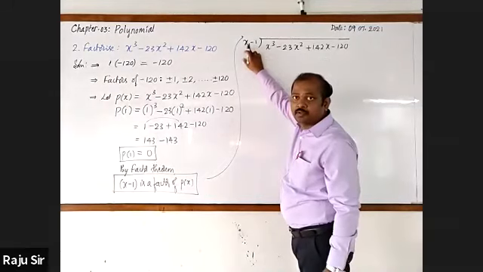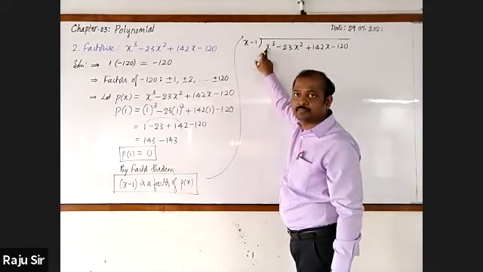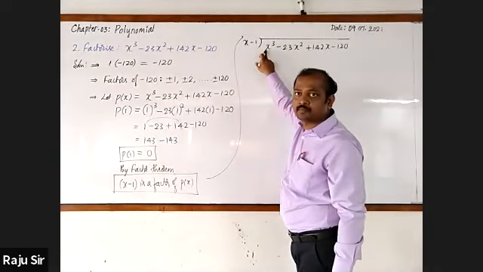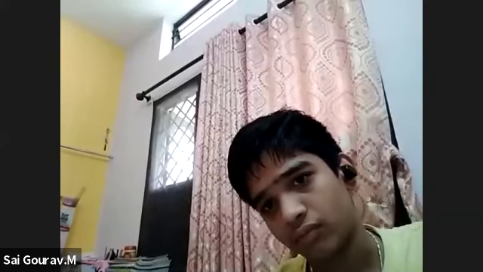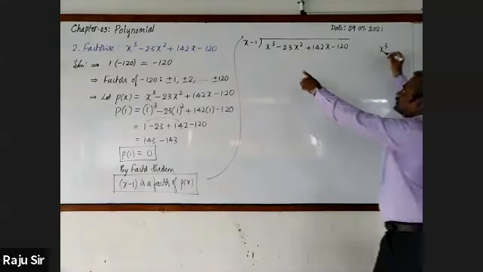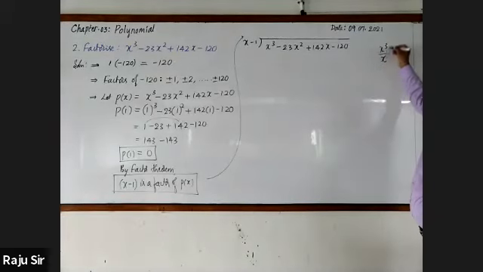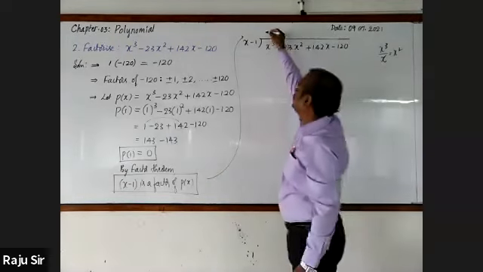x cube minus 23x square plus 142x minus 120. Afrin, could you tell what should be multiplied with x to get x cube? x square. If you do not know, use the working column as well. The first term is x cube and the first term of the divisor is x. x and x get cancelled, you get x square. That should be written here.